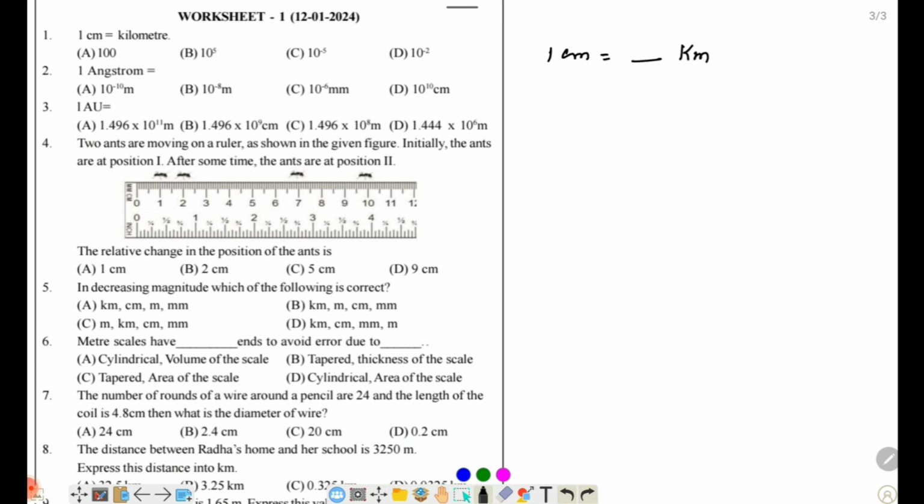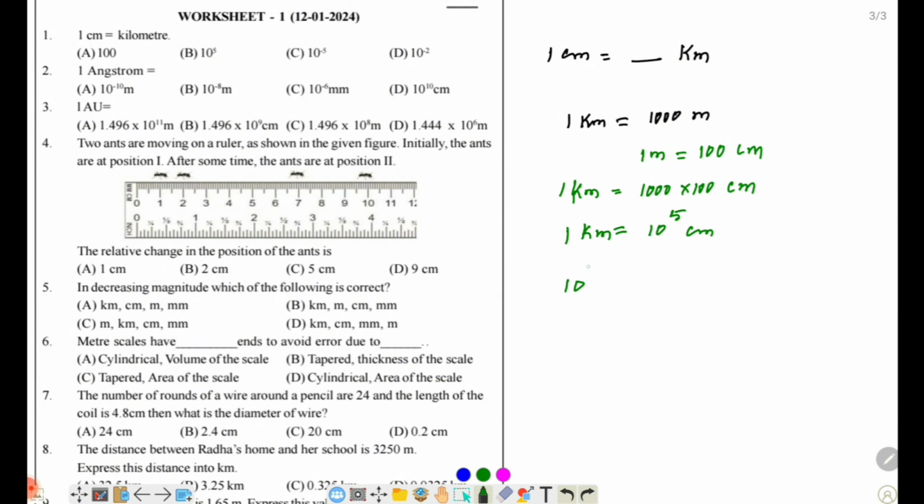So we know that 1 kilometer is equal to 1000 meters. And again, 1 meter can be written as 100 centimeters. So this we know. Now let me convert kilometer into centimeter first. Therefore, 1 kilometer is equal to 1000 times 100 centimeter, which you can write as 10 to the power 5 centimeter, right? So therefore 1 kilometer is 10 to the power 5 centimeter.